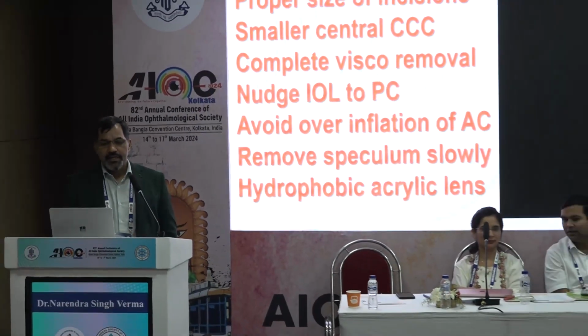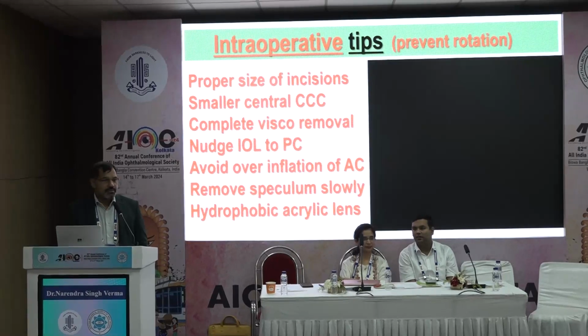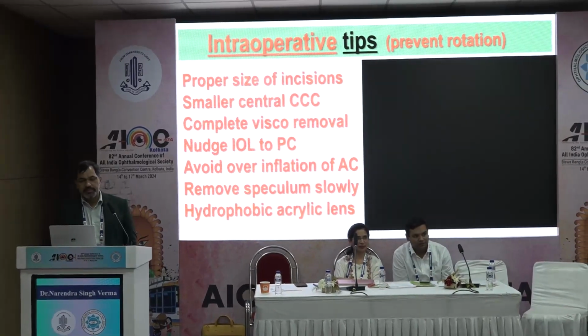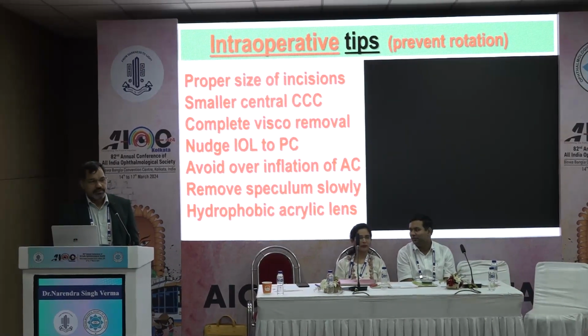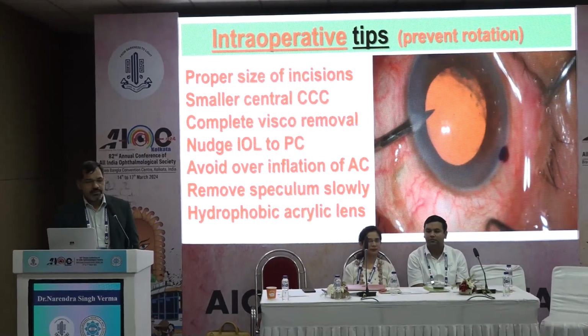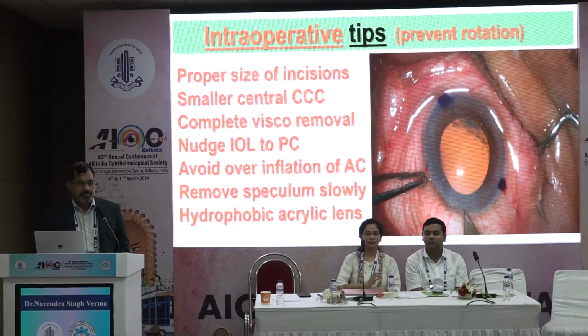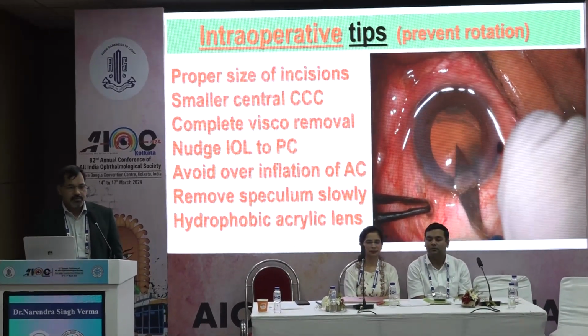So now, management of astigmatism: we will discuss the intraoperative tips and complications, post-operative monitoring, and managing the residual error. These are some intraoperative tips which prevent rotation of toric lenses. Proper size of incisions: the main incision and side ports should be a little longer. A shorter tunnel may cause leaky wounds and AC collapse.